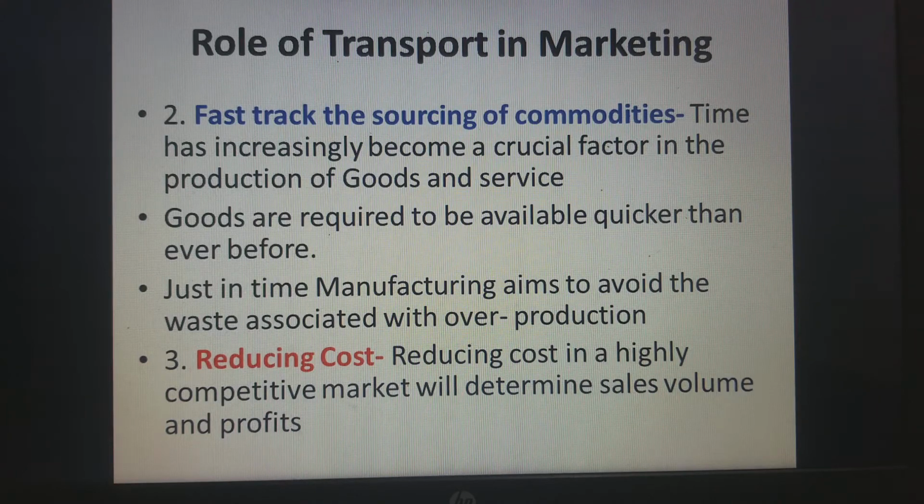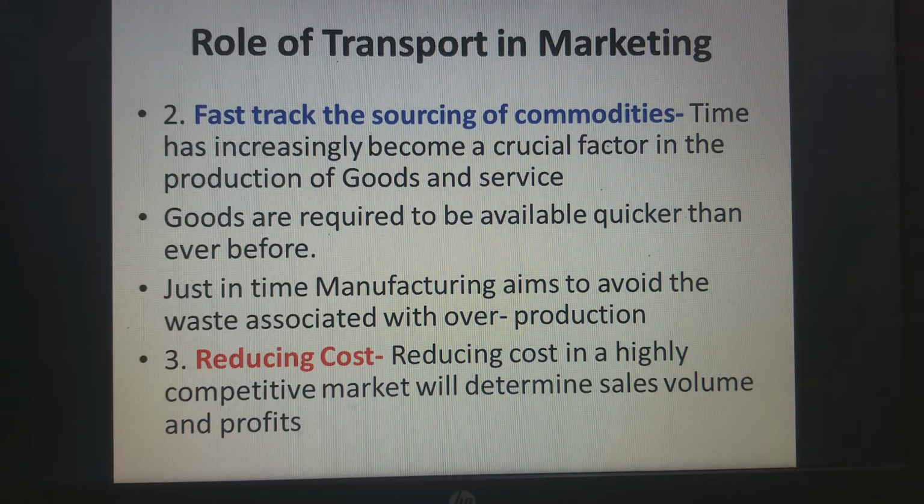Just-in-time manufacturing aims to avoid the waste associated with overproduction. So this again is important, because as the goods are produced, they are to hit the market, so that you don't have to keep producing and storing. That may cause wastage because spoilage will take place. So just-in-time manufacturing can take place because of the ability to transport quickly.